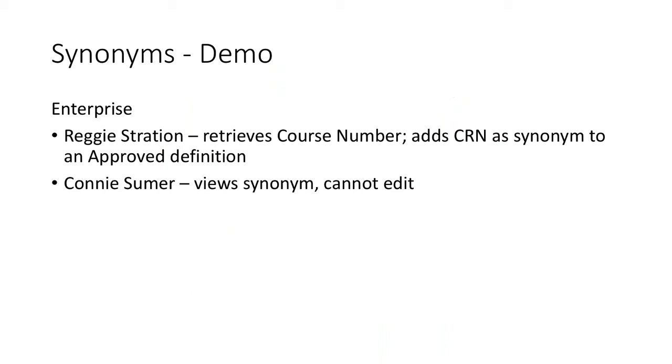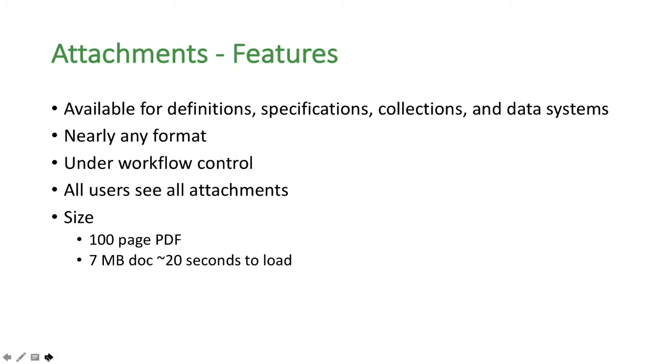Okay, let's move on and talk about attachments. They are the most complicated of the three things today. Although I think tags are surprisingly complicated, but I think attachments are more feature complicated.